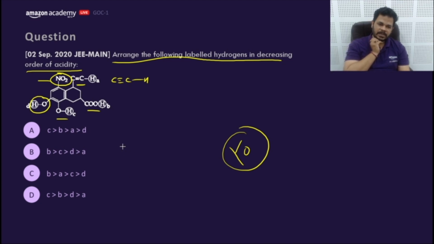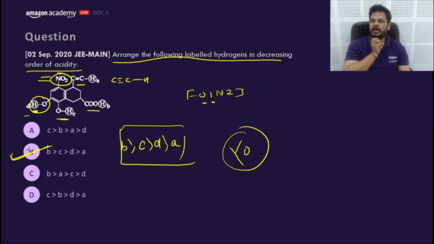Let me think. First is carboxylic acid, B. AG says B. Then C, because OH has NO2 at the meta position. So C, and then this D, because oxygen has more electronegativity than the triply bonded carbon, as we know in formula 1, 2, 3. Oxygen is more electronegative than the sp carbon. That means A would be the last. So the answer would be correct.